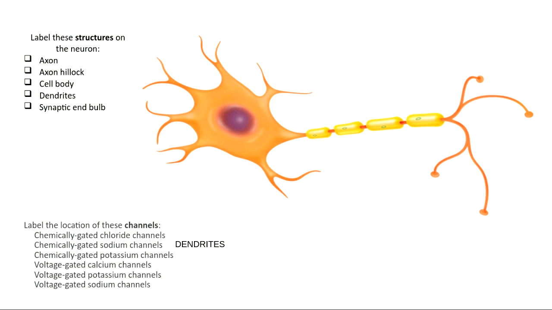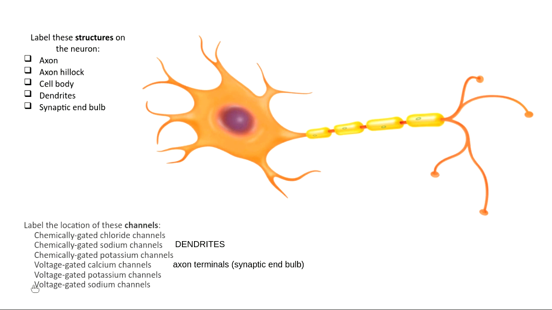is the only place on a neuron where I have voltage-gated calcium channels. Because remember, the only job of this kind of channel is to help my neuron spit out neurotransmitters. The only place it spits out neurotransmitters is at the axon terminals. So that's the only place I'm going to find these guys.